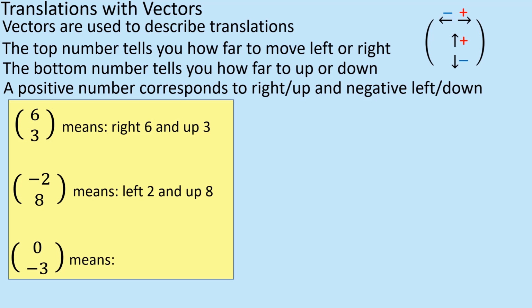And then 0, minus 3. Well, 0 means it's not going left or right at all. And then a minus 3 just means down 3. All right, so you could just write down 3, I suppose. Okay, I don't know why I put left 0. Could write 0. It doesn't matter, it's just down 3, isn't it?